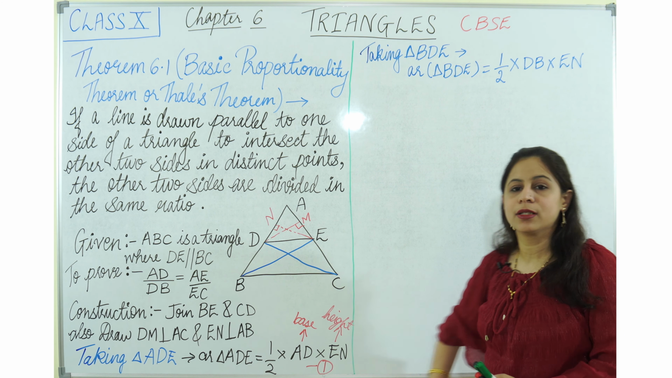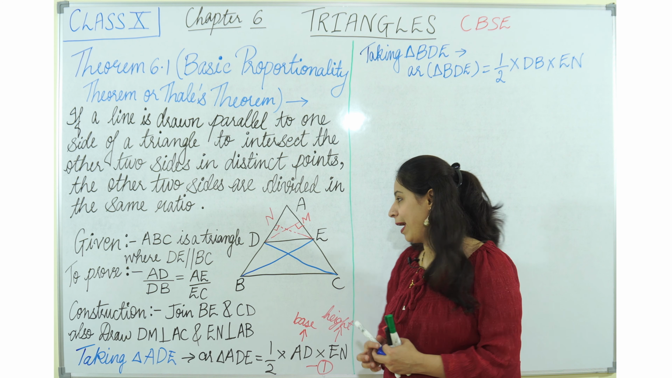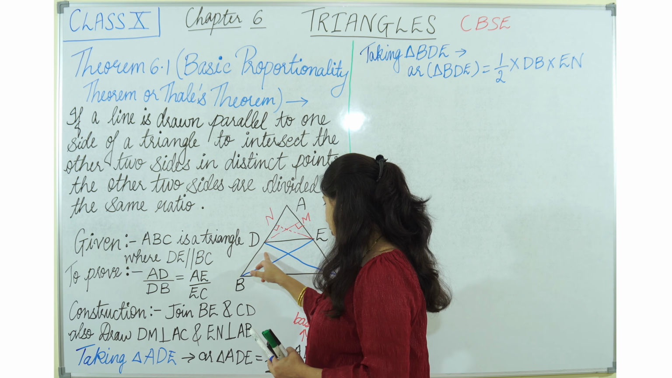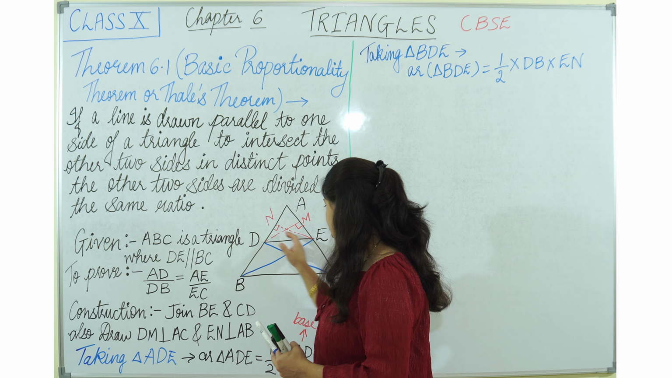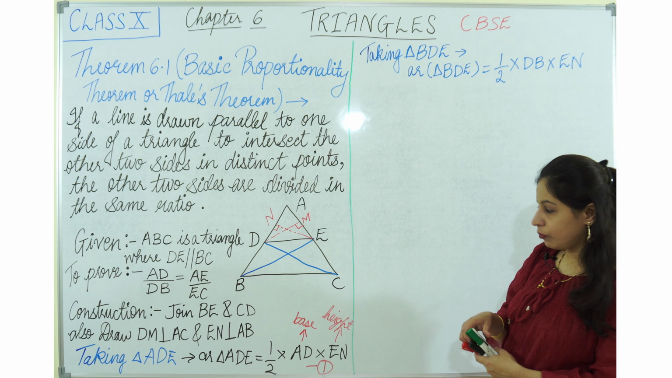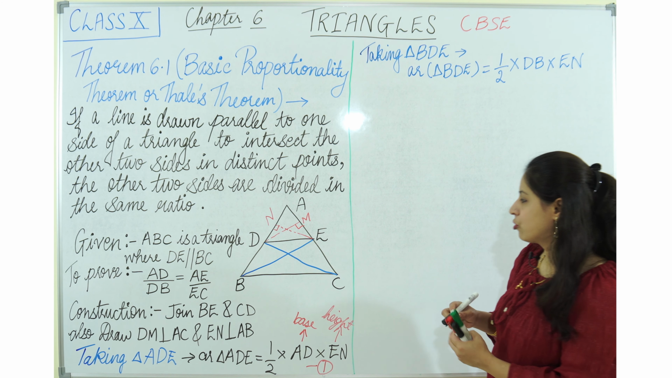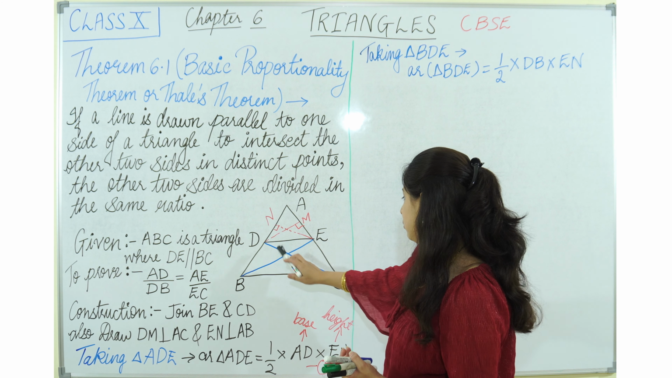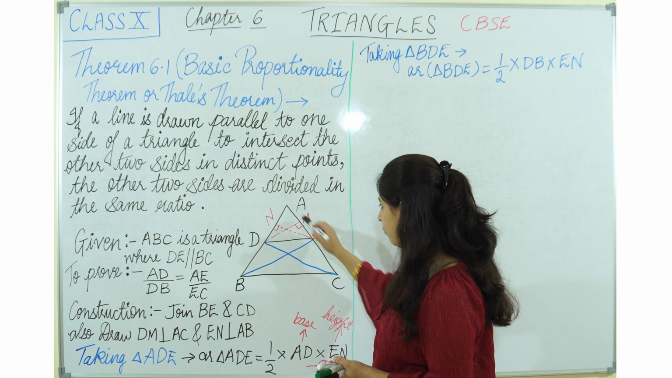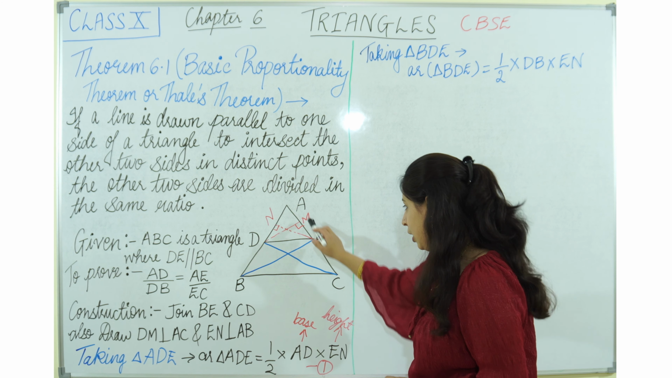EN over here is the external height. It is not included in the triangle, but it is the external height because the perpendicular is not included over here. So we are taking the external height of the triangle, which will be EN. Okay. So now taking the triangle to be ADE again, and this time we will be taking the base to be AE.